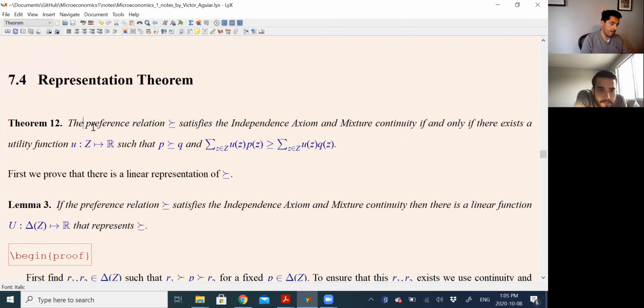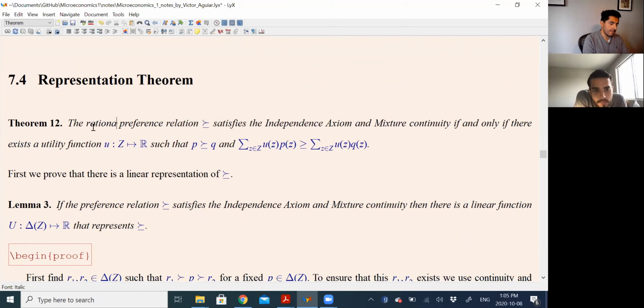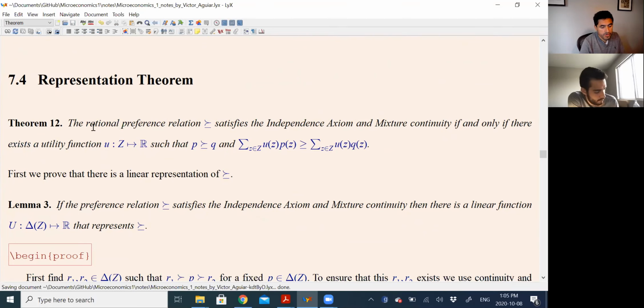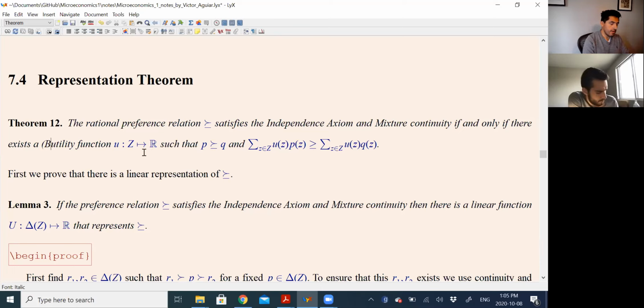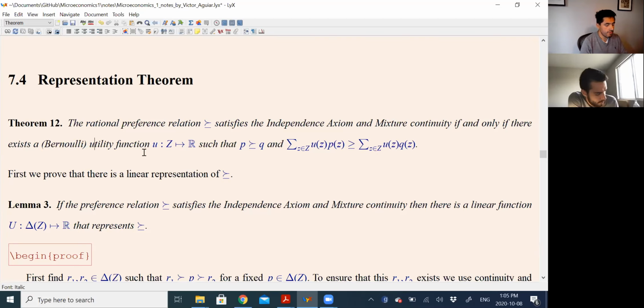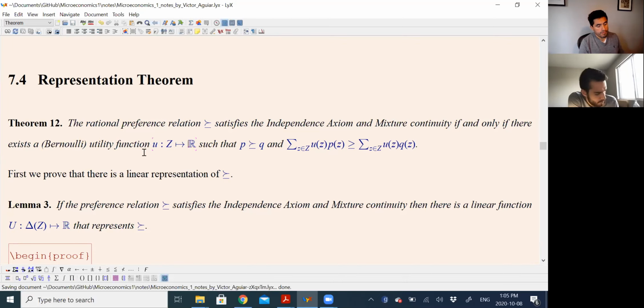So we have to actually say that this is a rational preference relation that satisfies the independence axiom and mixture continuity if and only if there exists a Bernoulli utility function U, going from Z to R, such that P is preferred to Q if and only if the expected utility of P is greater than or equal to the expected utility of Q.